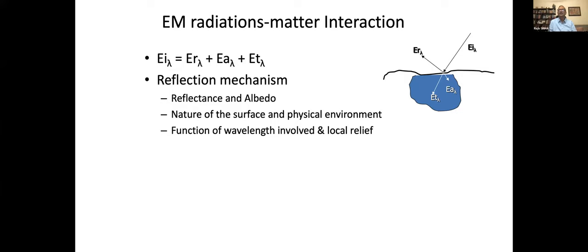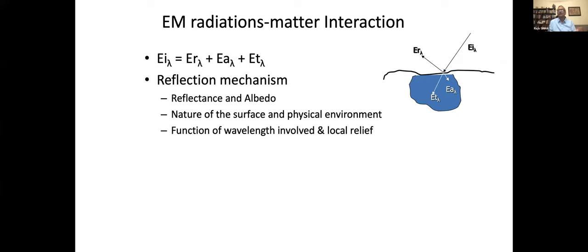So these are the three different mechanisms of energy distribution, what is actually happening. As far as the reflection is concerned, there are many things we should know: reflectance and albedo. Reflectance is a term basically defined for an interface of two media, whereas albedo is a term which is defined for the entire surface. For example, any surface which is highly reflective will also have a high albedo.